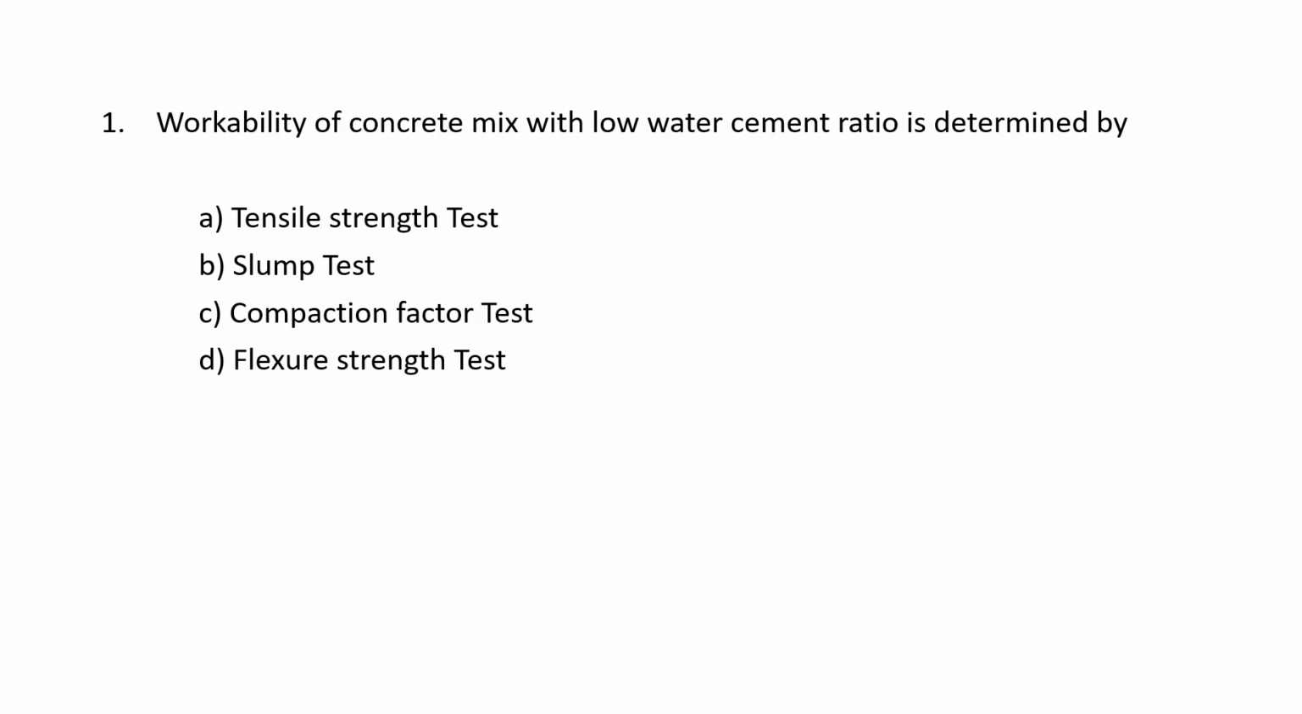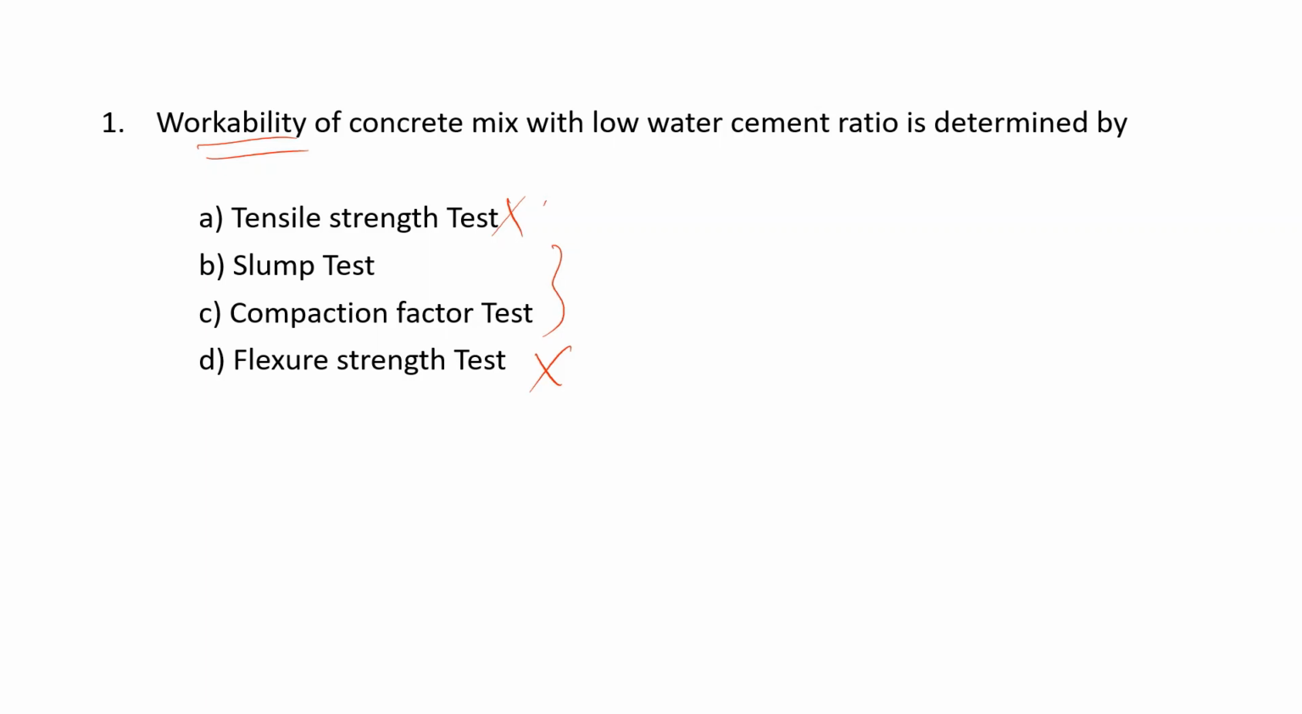Workability of concrete mix with low water cement ratio is determined by. Okay, so the first option is tensile strength test, second one slump test, third one compaction factor test, and fourth one flexure strength test. From this we know that option A and option B are wrong answers because they are used for strength tests. In the question it is asked about the workability. Slump test and compaction test both are used to determine workability of concrete.